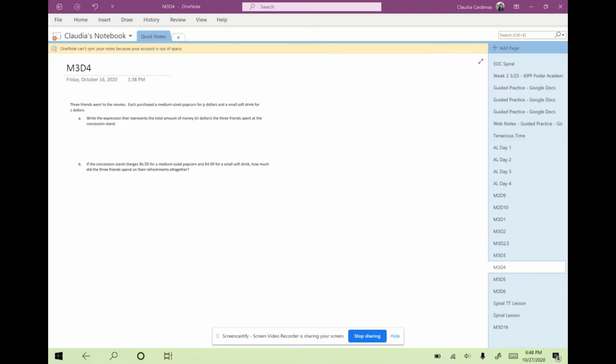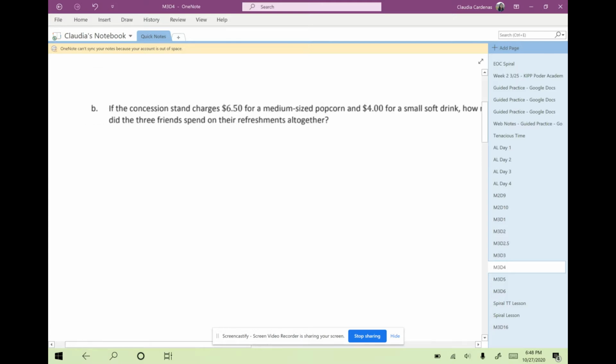Before we begin reading the problem, remember how important it is to visualize what is going on sentence by sentence. So, first, we're going to picture it mentally, and then we'll draw it out later. So, let's get started. Three friends went to the movies. Each purchased a medium sized popcorn for P dollars.